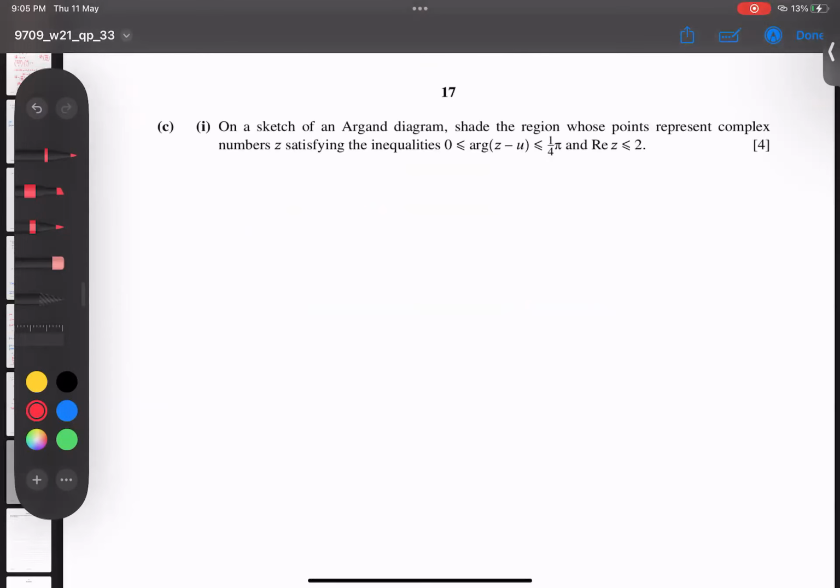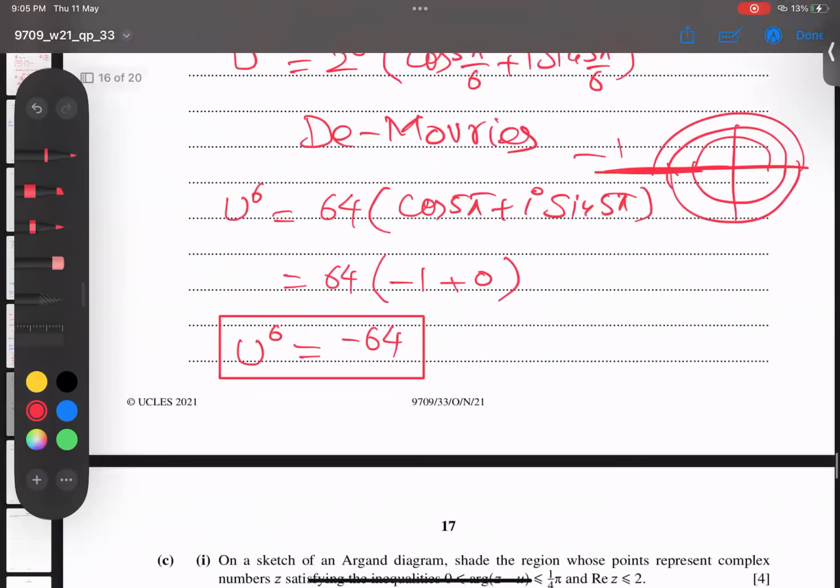Next part he's saying here: on a sketch Argand diagram, shade the region which represents the complex numbers satisfying the inequalities. First I talk about this. So let's start: argument of z. I'm putting a bracket. Let me write a big bracket also so you can differentiate. You may ask why I'm putting brackets here; it's just for easy understanding.